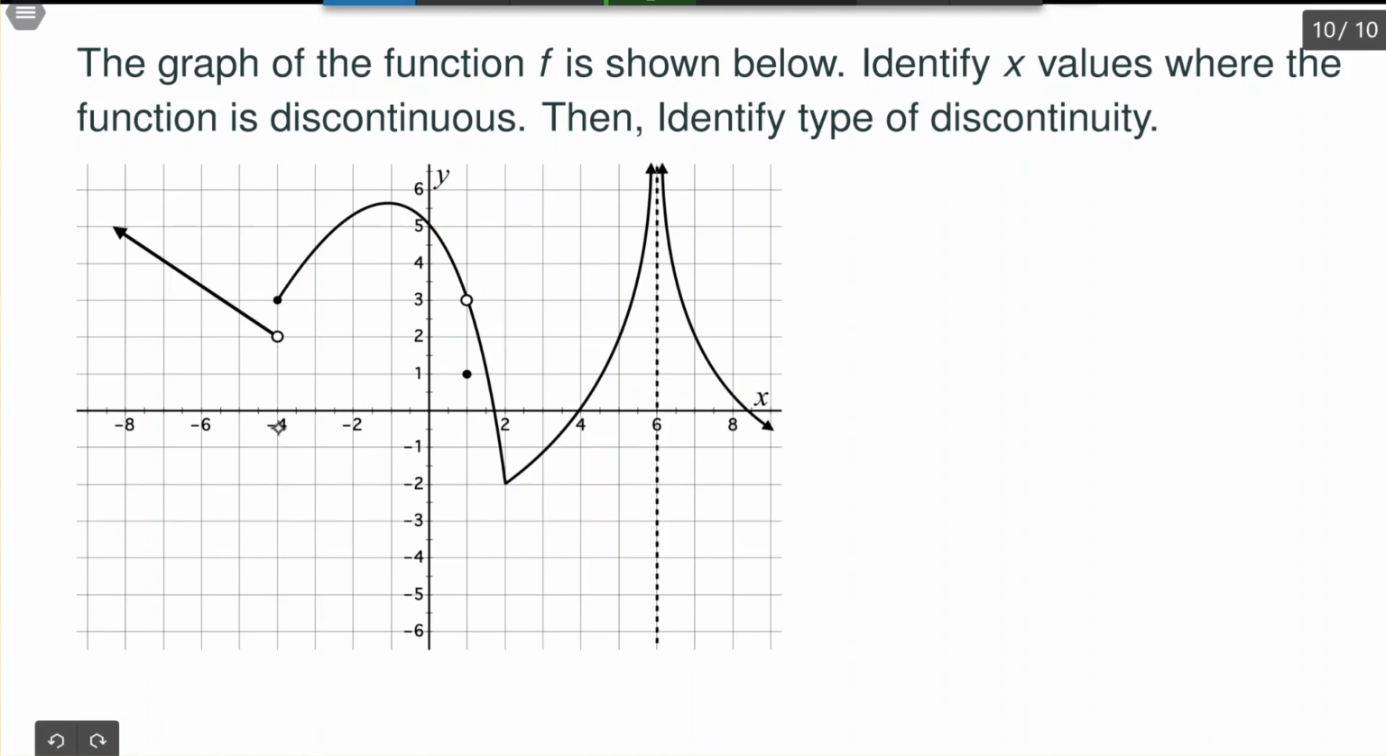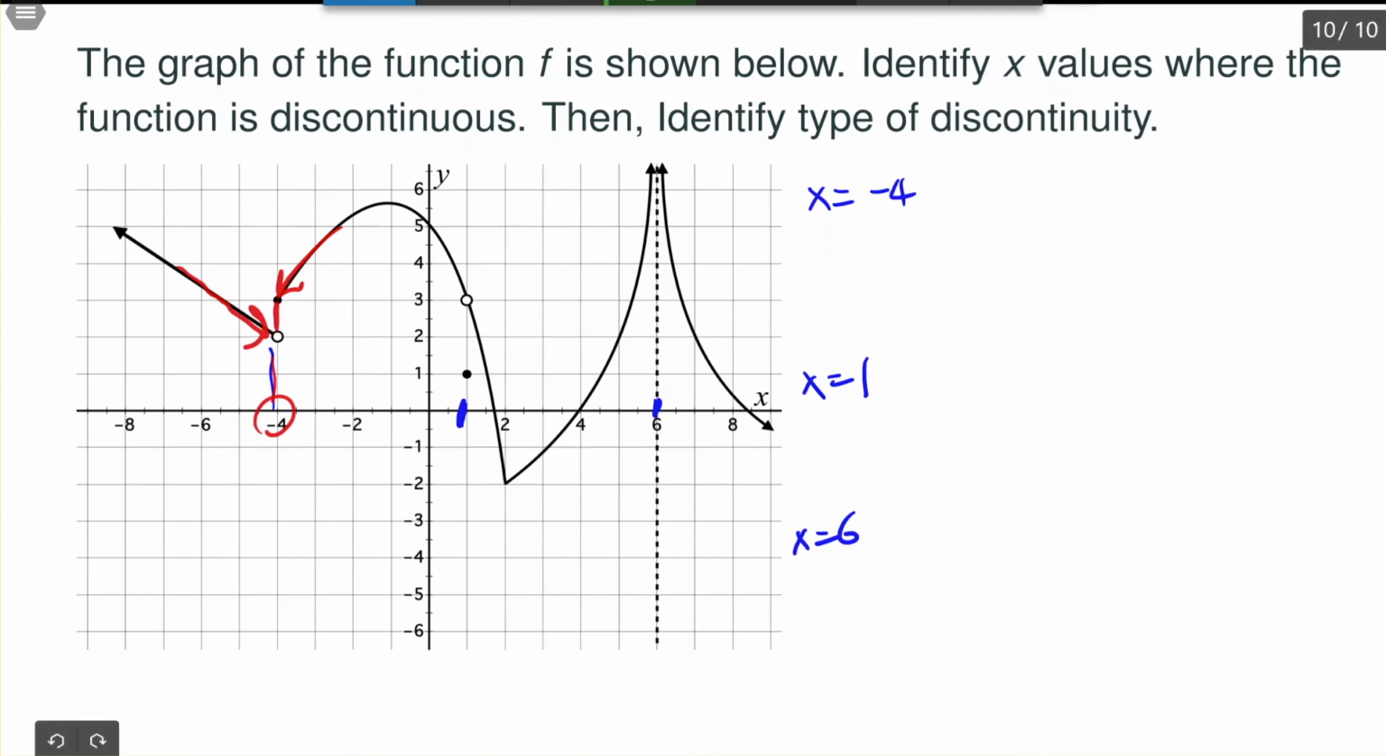So when x equals negative 4, it is not continuous. When x equals 1, it's not continuous. And also when x equals 6, it's not continuous. But all these 3 points have different types of discontinuity. So for negative 4, the limit from the left exists, and the limit from the right also exists. But the limits from left and right are not equal to each other, which means the limit as x approaches negative 4 does not exist. In that case, we have a jump discontinuity.